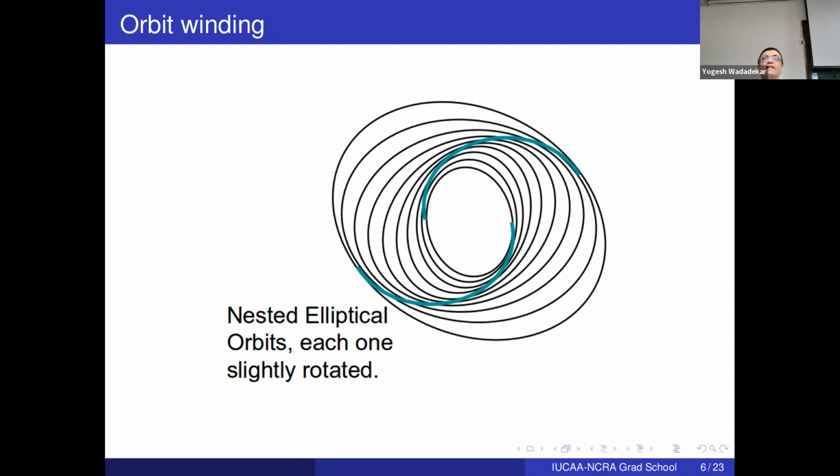No, this we don't know observationally. This we just know through theory and simulations. We can't measure the rotation observationally.